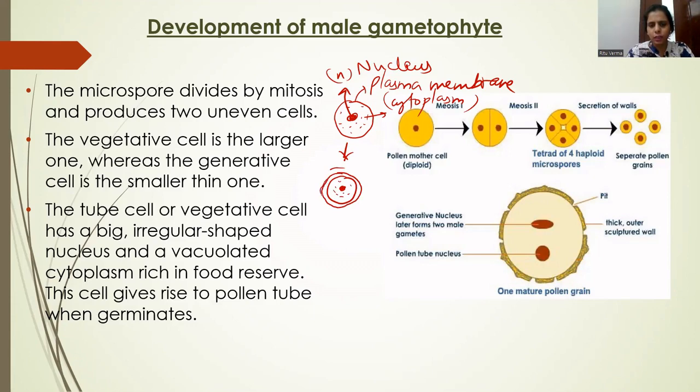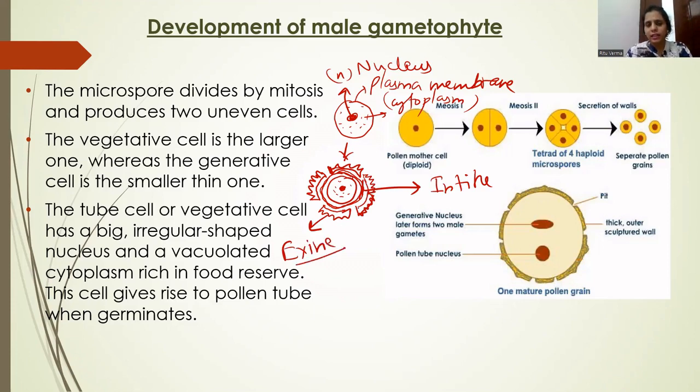Now the inner layer is a continuous and smooth layer, and this inner layer is known as intine. The outer layer around the pollen grain has a spiky or pointed structure, and this layer is not continuous. There are certain gaps in this layer. This outer layer is known as exine. This intine and exine help in protection, protecting the pollen grain from unfavorable conditions.